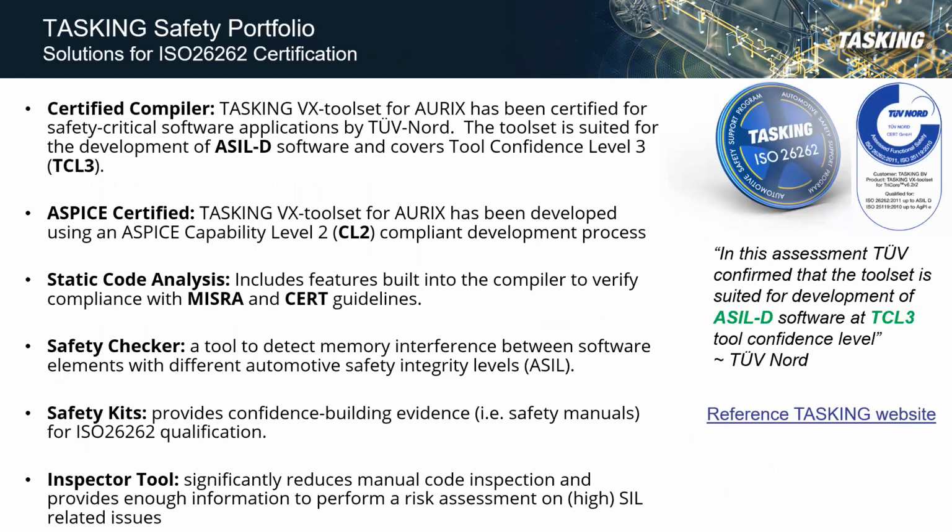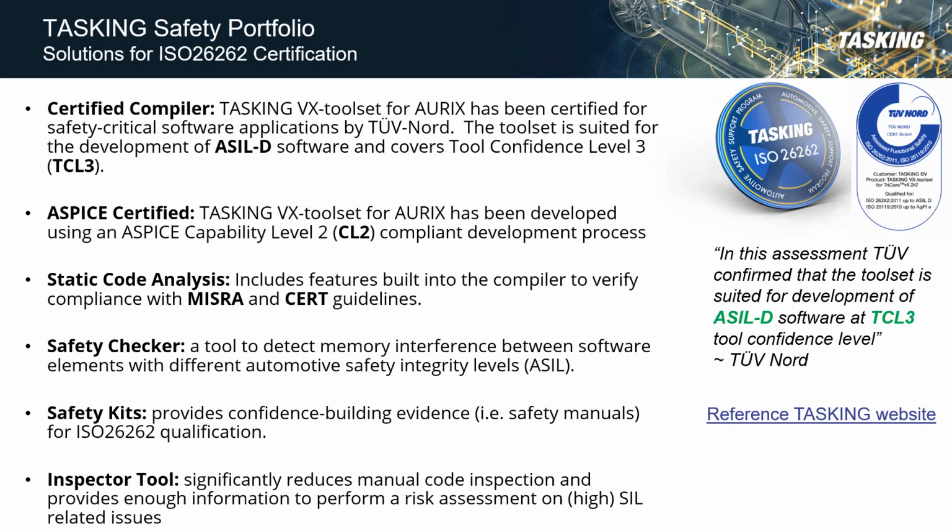Tasking provides a very safe portfolio, and we have many different solutions for ISO 26262. We do offer a certified compiler that's been certified by the TÜV Nord. So the tool set is suited for development for ASIL D software. We are ASPICE certified. So our tool set has been developed using an ASPICE capability level 2 compliant development process, which guarantees the highest software quality, basically ensures ASIL B code from the start, ASIL C under certain conditions. And we have certified development processes and quality assurance for all process and development steps.